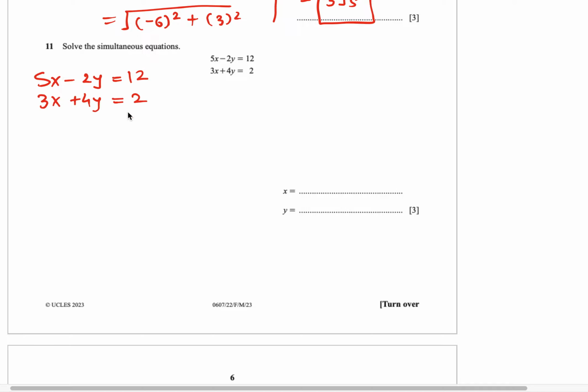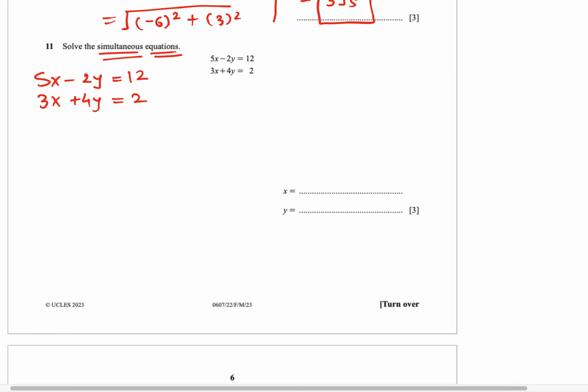So guys, we know that simultaneous equations can be solved by 3 different methods. So what are the 3 methods? One is substitution, one is elimination, and then there is a graphical method also. Okay, so we are going to use elimination because they have not mentioned which method we have to use. So we will go with the elimination method.